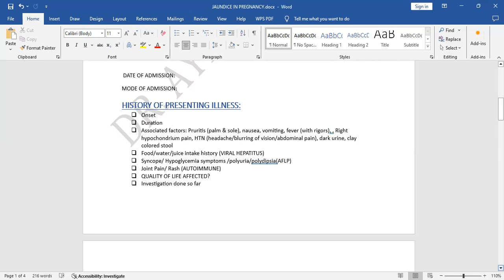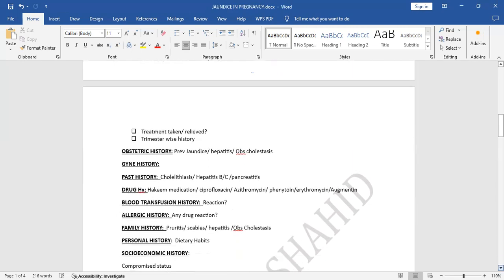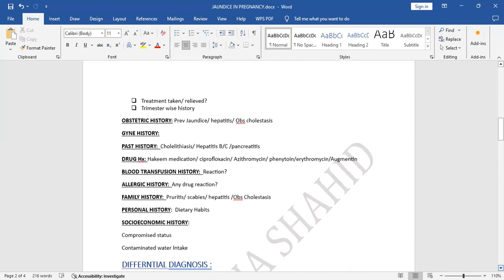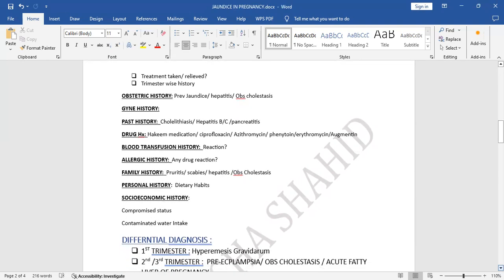Ask the patient how much the quality of life has been affected with this presenting complaint. Inquire about the investigations done so far, the treatment taken, and whether the patient has been relieved by that treatment or not, and then the trimester-wise history. In the obstetric history, inquire about the previous history of jaundice, hepatitis, or obstetric cholestasis in the previous pregnancy. In the past history, inquire about the history of cholelithiasis, hepatitis B, C, or pancreatitis.